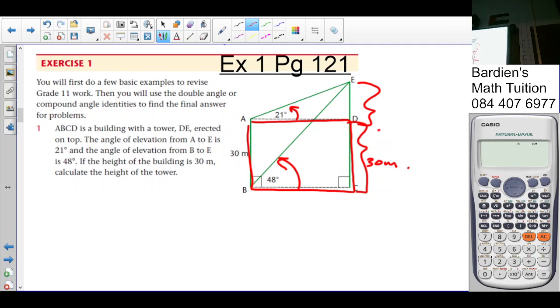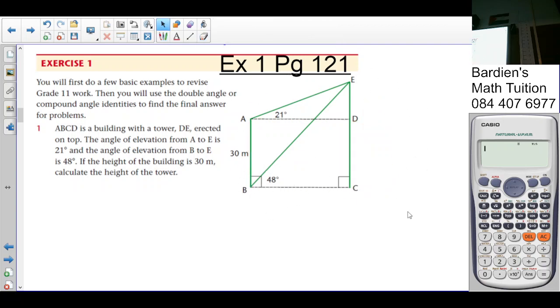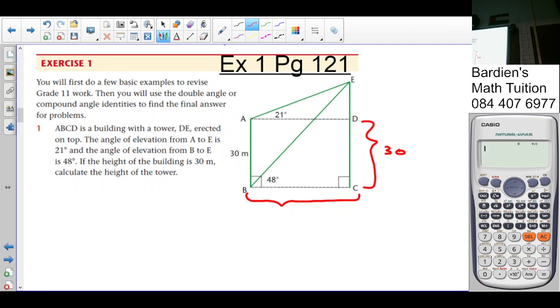So if you look at what we have, we have this being 30. So if you look at what can be solved at this point, I can calculate BC. Nope, not BC. The height of the building is 30. Calculate the height of the tower. It's 48. What am I missing? Anybody managed to get this answer out?